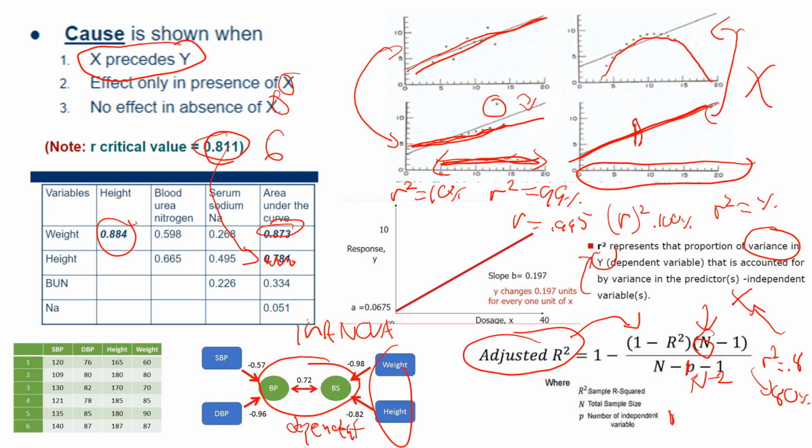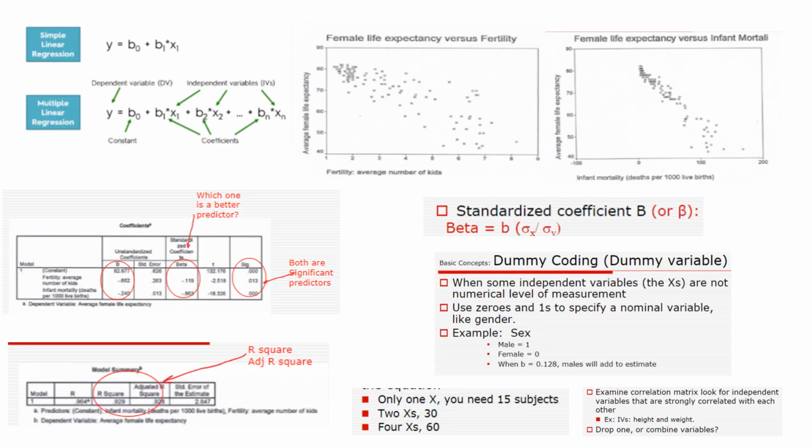And then for something like multiple regression, p might not be 1. p could be 2, p could be 3, p could really be anything. But again, I don't think we'll ever have to calculate adjusted r squared, so don't worry too much about it. Okay, so now that we've gone over everything in simple linear regression, let's talk about multiple regression.